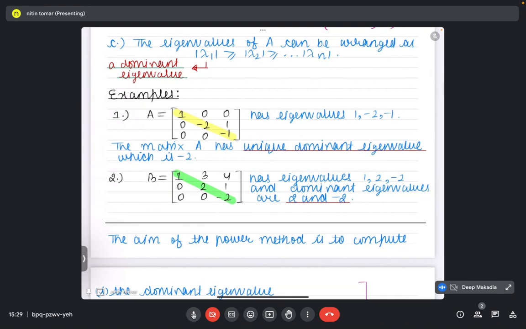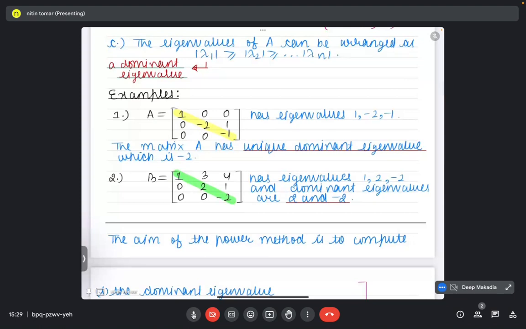Now, okay. So now we move towards the power method. Okay, let us do some more examples. Let's say first, let's say this A, B1, 0, 0, 0, minus 2, 0, 0, 1 and minus 1.